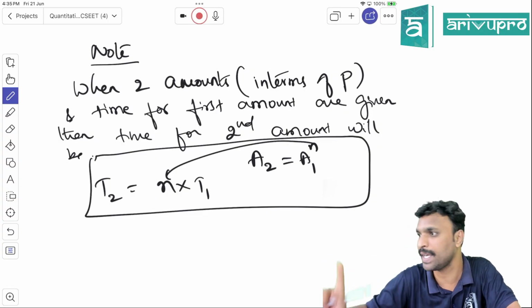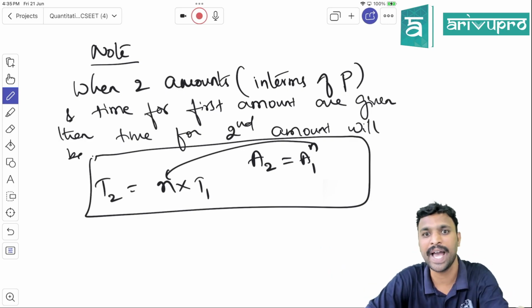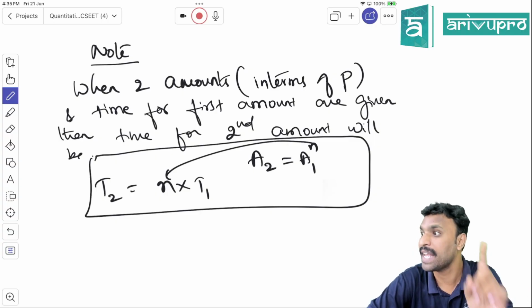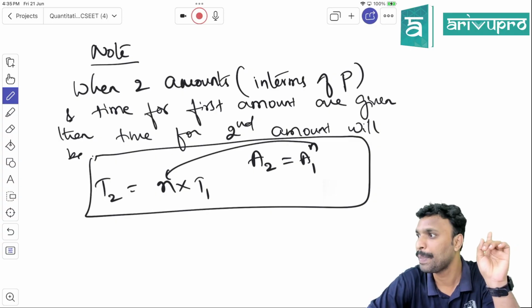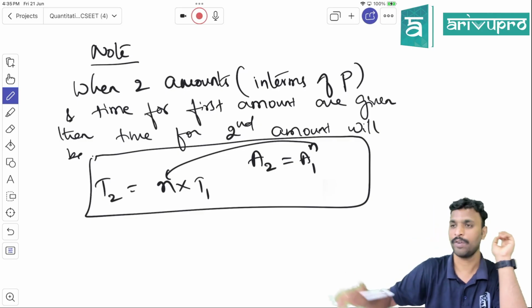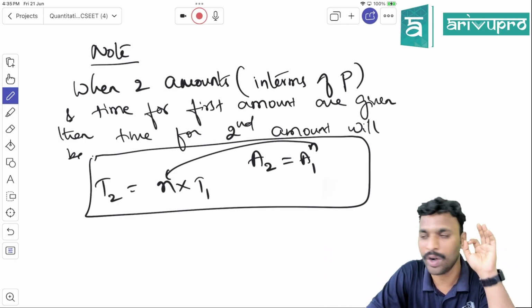Either as per CI, you can't apply that shortcut for CI problems, because CI and SI are different. Correct? In CI the principal changes, in SI the principal doesn't change. You can't apply the same shortcuts. So you have to see the question, whether it is as per SI or as per CI. Accordingly, you have to work.